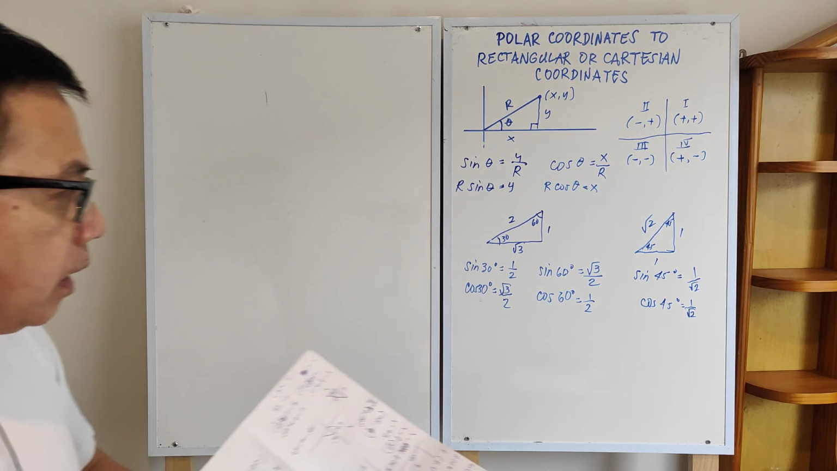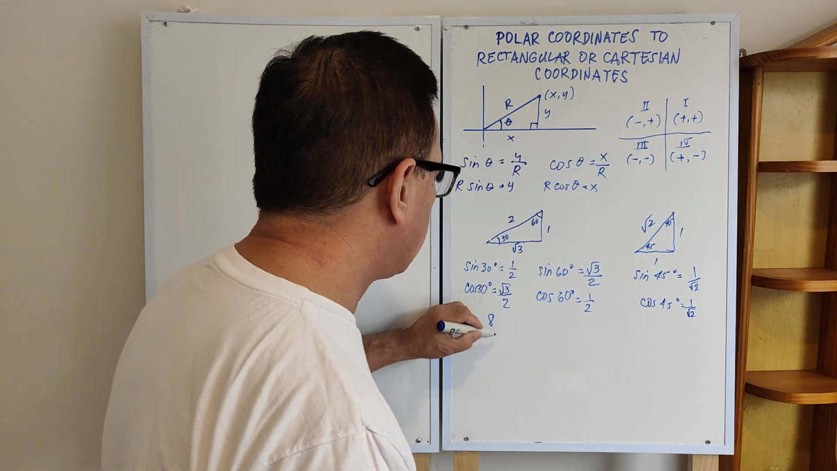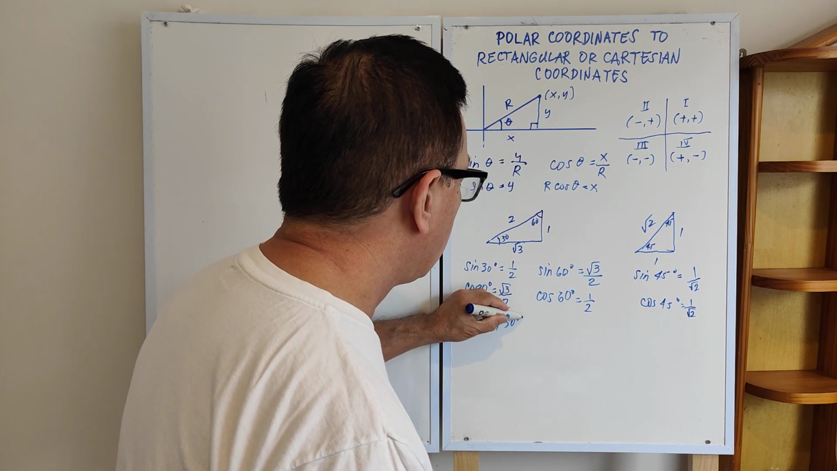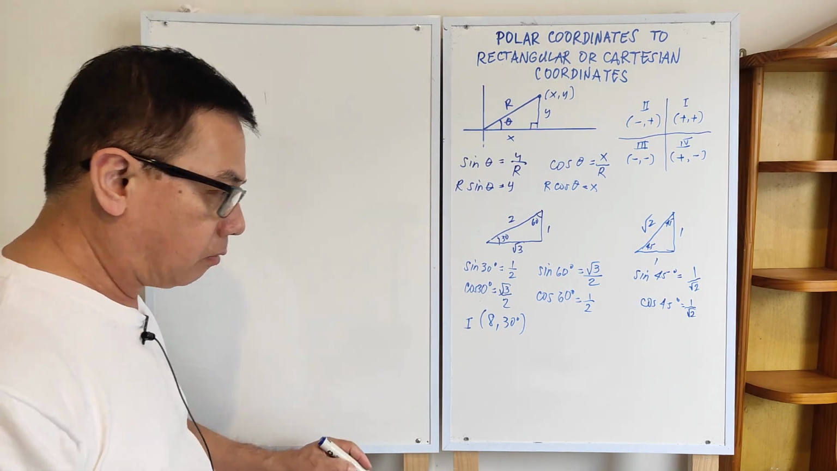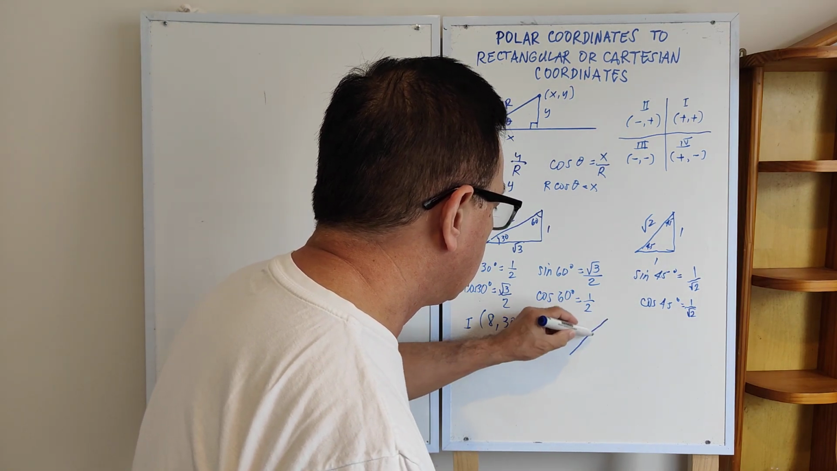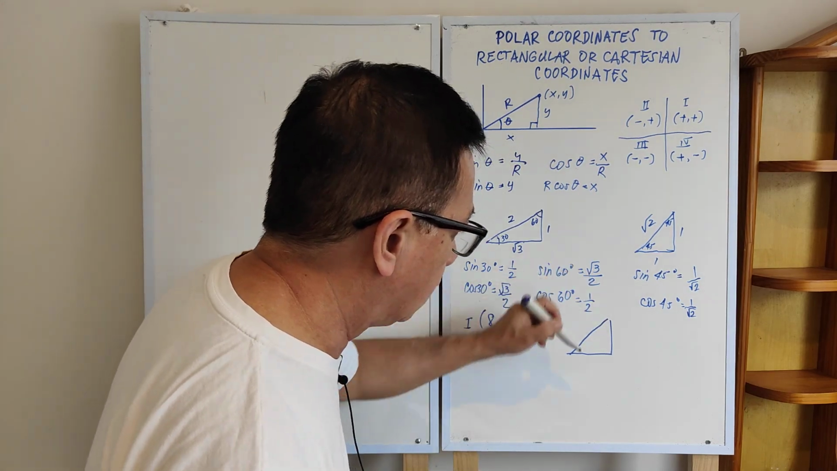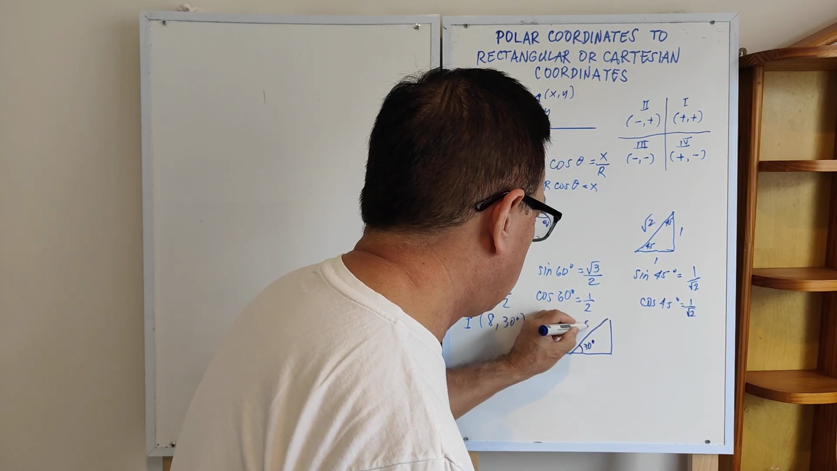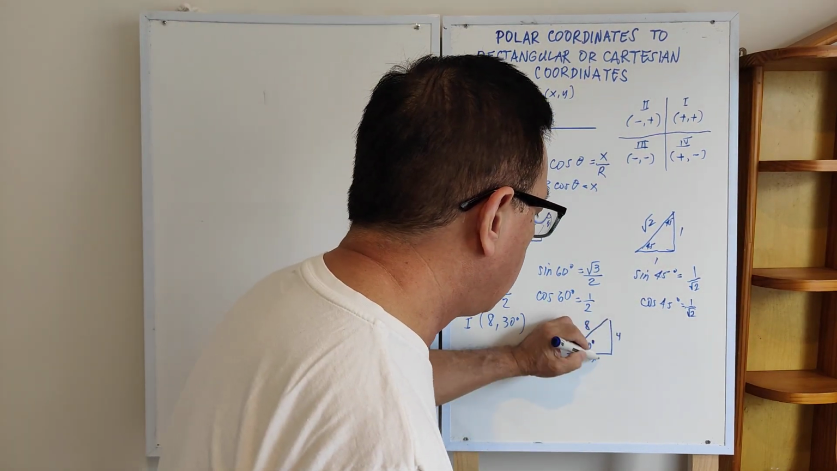So example 1, we have 8 as the length of r and 30 degrees. So that is our example 1, which is in quadrant 1. So let me draw that. It's not a good drawing, but yeah. So let's say this is 30 degrees and the length is 8. Now we can solve for x and for y.